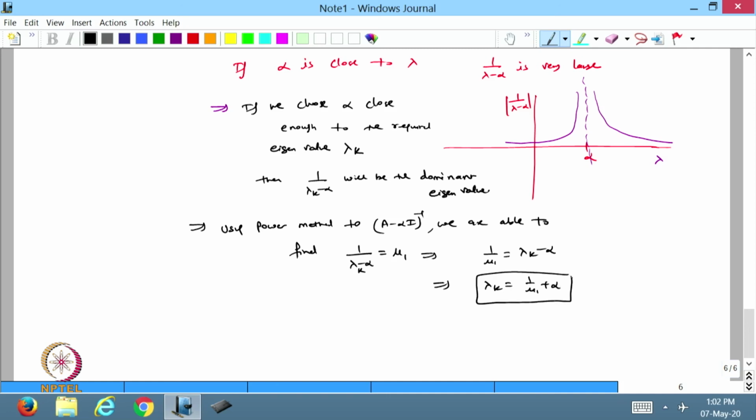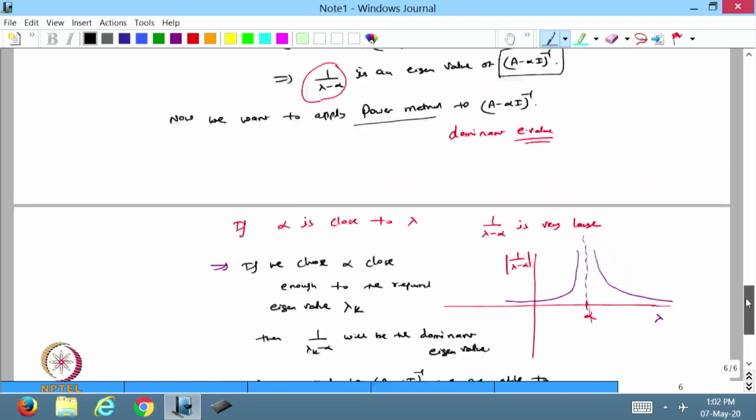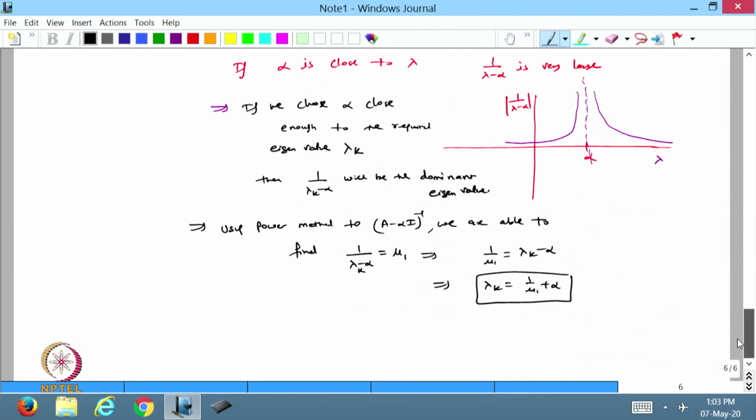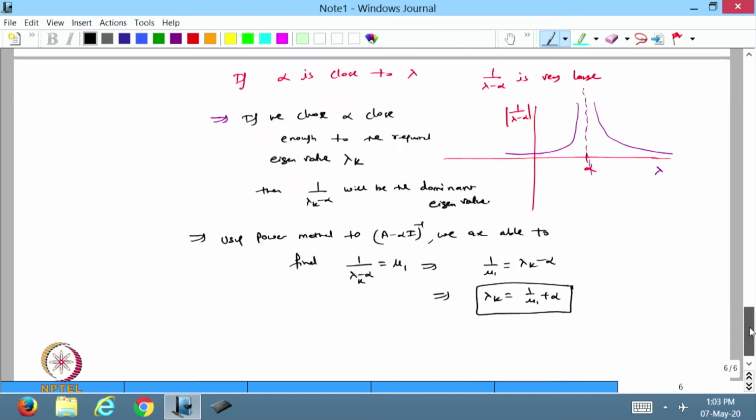So, now I am able to find lambda k, where lambda k is an eigenvalue of the matrix A. It may be in between any values. In fact, I can apply this to any value, it may be the least value or the maximum value, it does not matter. So, in this case I can apply this method to find any eigenvalue.